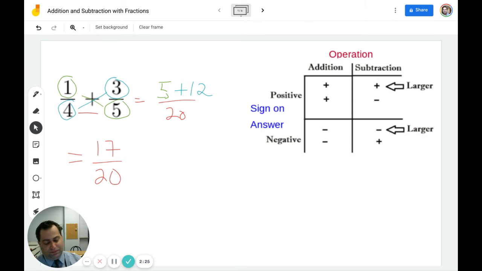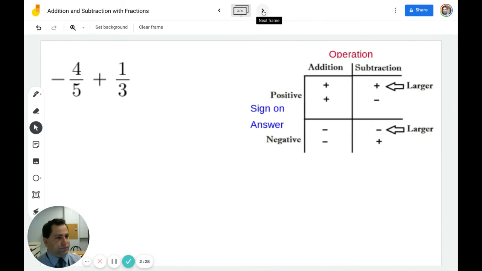Let's take a look at another example. In this example, you see we have a negative 4/5 and a positive 1/3. We start by multiplying the denominators. So 5 times 3 is 15, and I'm going to put that in the denominator. Now, when you're dealing with signage, we want to make sure that the negative sign becomes associated with the numerator in this case. So here it's negative 4 times 3. Okay, so negative 4 times 3 is going to be negative 12.